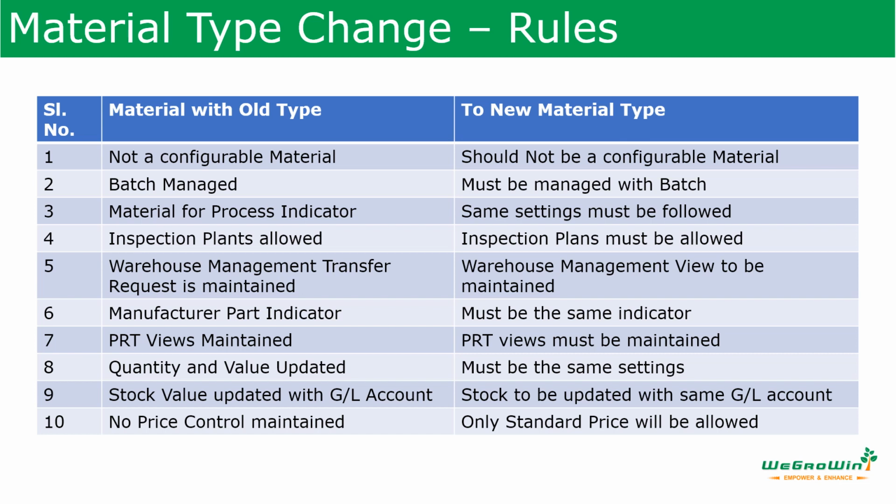For example, if the existing material is not a configurable material, then the new material type also should not be a configurable material. If the existing material type is with batch management, the new material type also should be of batch management type. If the material has a process indicator, the same setting should be followed for the new material type. Similarly, inspection plan, warehouse management transfer, manufacturer part indicator, PRT views, those kinds of things. Okay, so these are the rules. It's not easy to change the material type just like that. Please be careful. So before we create a material master, we have to take utmost care.